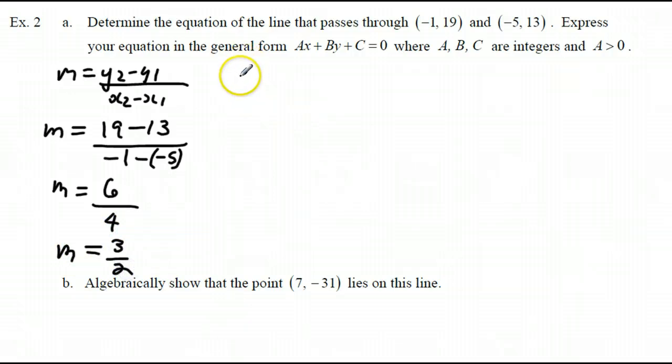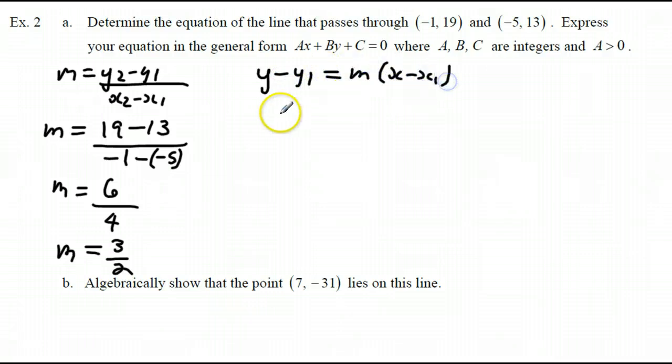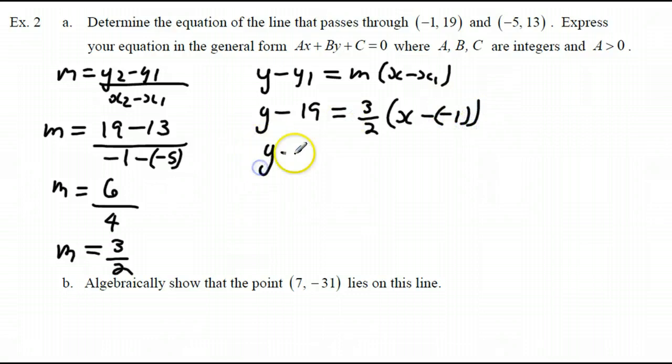Okay, well, I want to get into general form. So, excuse me, we could start with y minus y1 is equal to m times x minus x1. So y minus, and now what we do is we pick one of the points. Doesn't matter which one. So let's go with the 19. Y minus 19 is 3/2 x minus negative 1. Y minus 19 is 3/2 x plus 1.